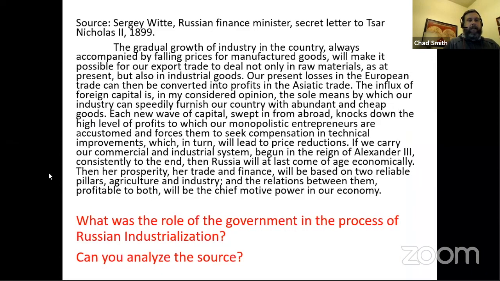All right, let's take about 2 minutes here and read this document. As you're reading this document, there are 2 questions at the bottom for you to think of. What was the role of the government in the process of Russian industrialization? And can you analyze the source? Remember, analyzing the source is a 2-step process. You use historical situation, intended audience, purpose, or point of view, and you figure out how that affects the understanding of the document or your answer to the question. I'll give you 2 minutes and then we'll discuss.